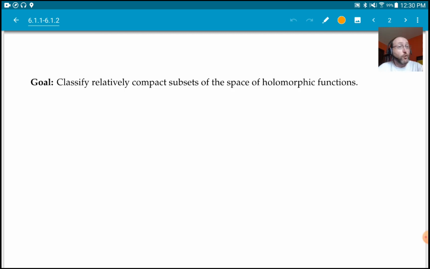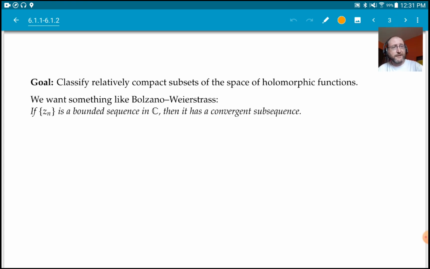All right, so what's the goal? The goal, and we're not going to get to this goal in this lecture, is to classify the relatively compact subsets of the space of holomorphic functions. Really, we're trying to figure out, given a sequence, when can we find a convergent subsequence? Something like Bolzano-Weierstrass. That's the kind of thing we'd really like.